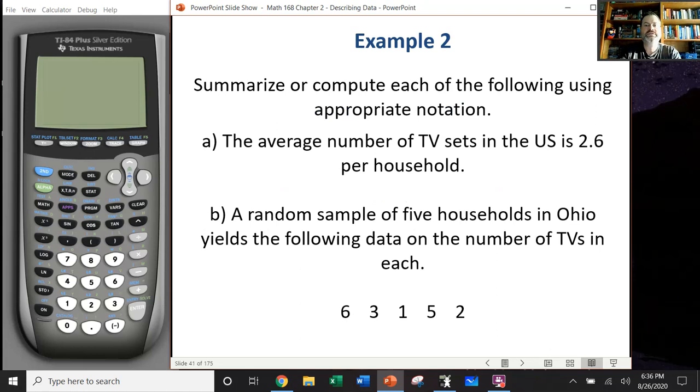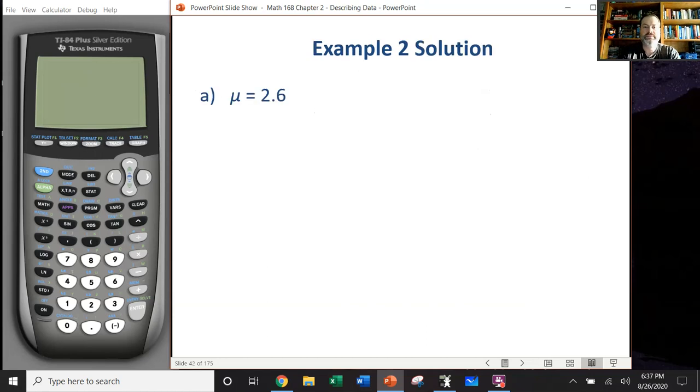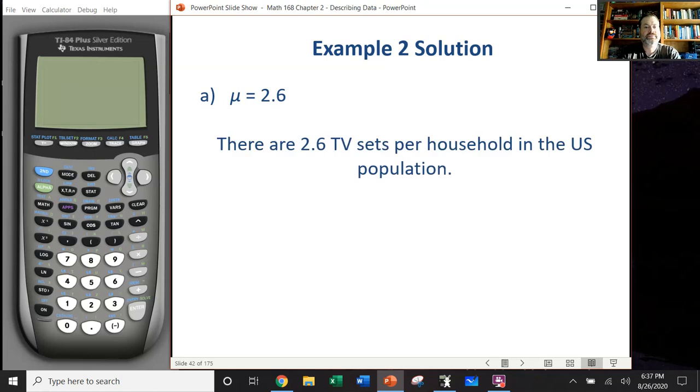So summarize or compute each of the following using appropriate notation. So we want to decide, does this number come from a sample or a population? The average number of TV sets in the US is 2.6 per household. So does that come from a sample or a population? Well, you can see we're talking about in the US. So it says the average number in the United States. Well, that's a large population. So that means this is going to get the symbol mu. So we're going to write mu equals 2.6 television sets, or you can write it in words.